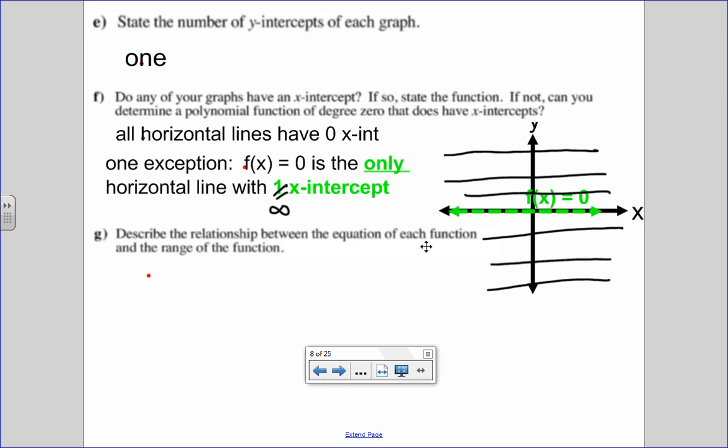Now, describe the relationship between the equation of each function and the range. Well, it would be the same because the range is the y equals to the number it passes through. So the equation and the range will always be the same.